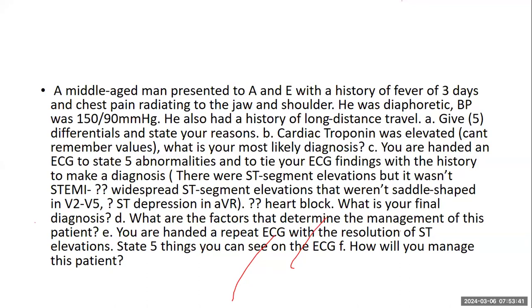The presenter, please. I was looking at something, and I know that even in the ST segment elevation, they are wearing saddle shaped. Okay, they were not that, so that we are not saddle shaped in V2 to V5. So most likely, I think there's a heart block. Then there's ST segment elevation.